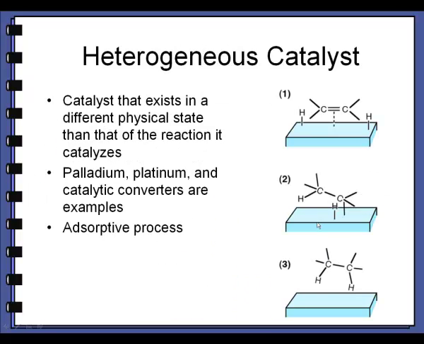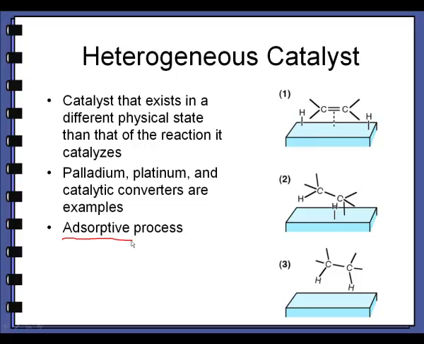Now to continue with catalysts, there are different kinds of catalysts. One kind is a heterogeneous catalyst. Catalysts that are heterogeneous are in a different physical state than the reactants are. There are many different heterogeneous catalysts. A lot of them are metals related to chemistry, for instance, palladium, platinum. Catalytic converters in cars are actually heterogeneous catalysts as well that catalyze the breakdown of things in your car. This is what we call an adsorptive process.